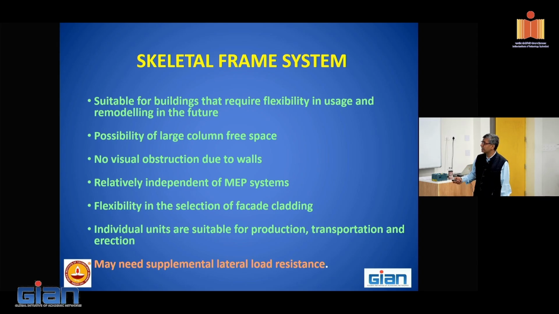Possibility of large column-free space, less visual obstruction due to walls, relatively independent of MEP systems. That means today you were able to place this. There was no obstruction, nice ceiling, you were able to place this. Had there been walls, it would have been difficult. Individual units are suitable for production, transportation, and erection. Relatively less weight and hence easy to carry. However, a frame system itself doesn't have much lateral load resistance. You need supplemental lateral load resistance, and that's where we go for what is called a dual system.